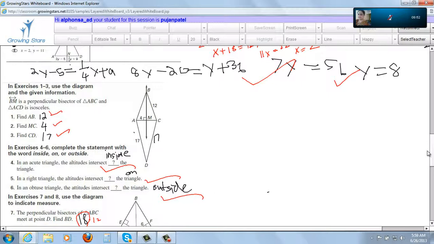BD is also on the perpendicular bisector, isn't it? Where is this? Scroll down. Question number 7. I'm talking of this triangle. You are asked to find BD. D is on the perpendicular bisector EC. So D should be equidistant from B and A. So BD is also going to be 12.